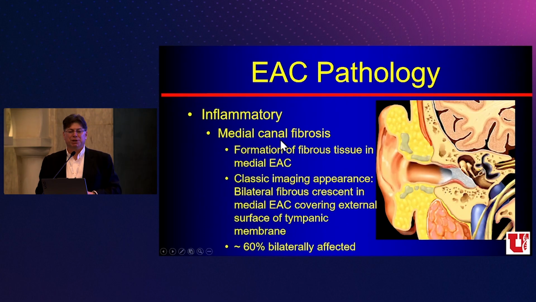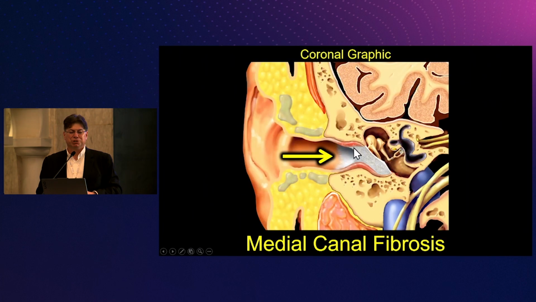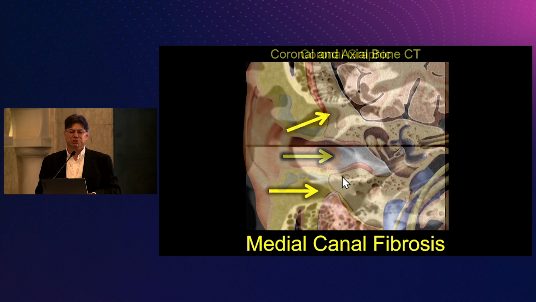So next we have medial canal fibrosis. Here we have this fibrous material in the medial external auditory canal, and we have a crescent out laterally. And it may be bilateral in about 60% of the cases. So here's a coronal graphic. We may have a little skin thickening. Again, the middle ear structures are fine, but we have this medial canal fibrosis. There's fibrotic material that's pressed up against the TM with a crescent out laterally on imaging. That's great for medial canal fibrosis in those cases.